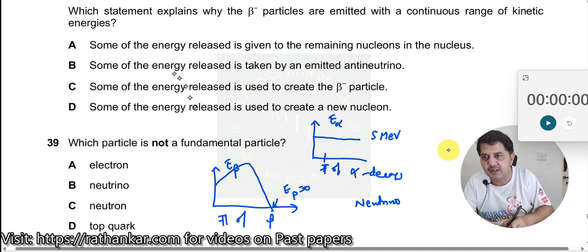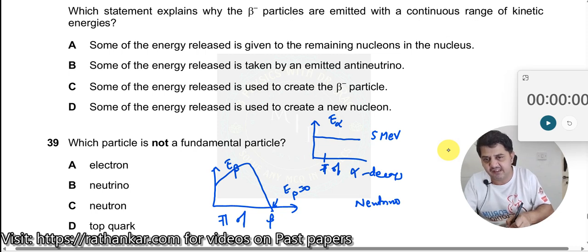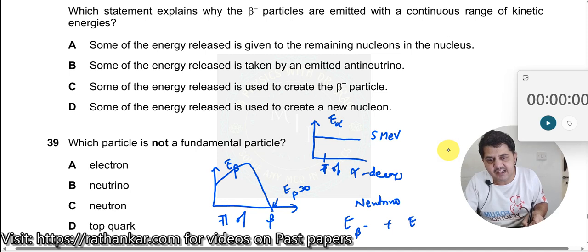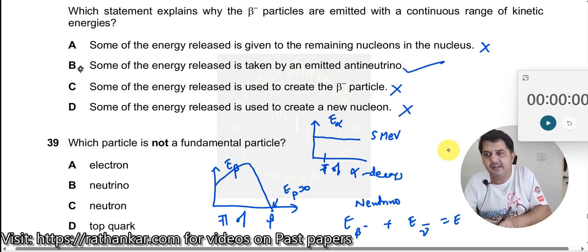Now let us read the options. Which statement explains why beta negative particles are emitted with a continuous range of kinetic energies? So the energy of the beta negative plus the energy of the antineutrino is equal to a constant. If you take these two energies and plot a curve, again you get a straight line like this over here. Some of the energy release is given to the remaining nucleons in the nucleus. No. Some of the energy release is taken by the emitted antineutrino. This is the right option. Some of the energy release is used to create the beta negative particle, a new nucleon. No. So B is the right option.